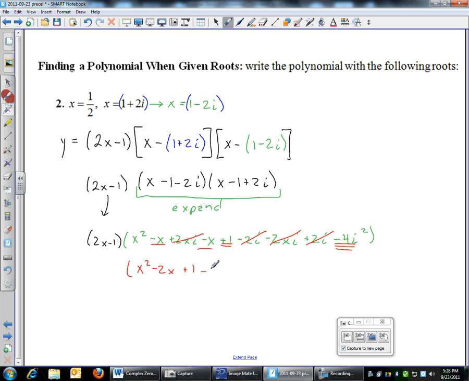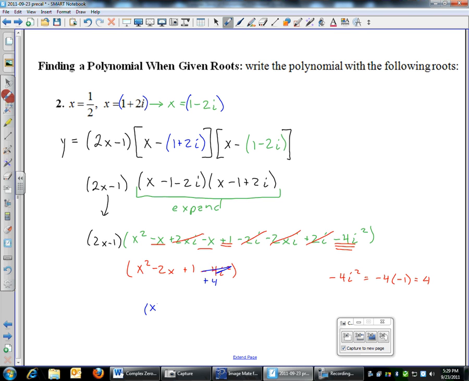Oh, but I see that 4i squared again. What is i squared? Anybody? Answer, answer, answer. That's right, good job. i squared is negative 1. So when I see negative 4i squared, that's really saying negative 4 times negative 1, which is actually a positive 4. So negative 4i squared turns into a plus 4. And then I can combine my 1 and my 4.